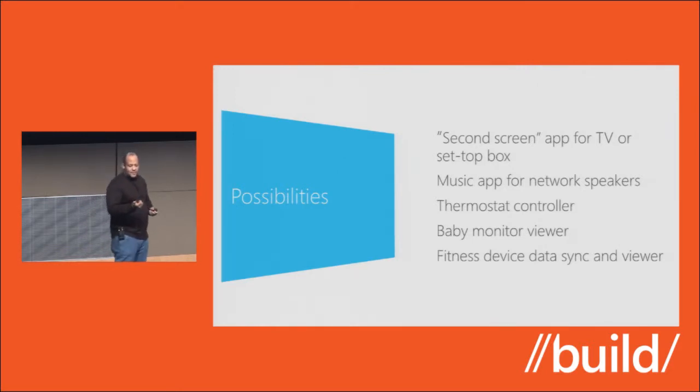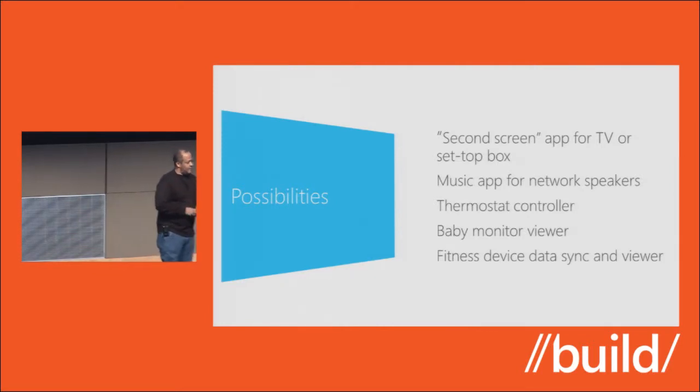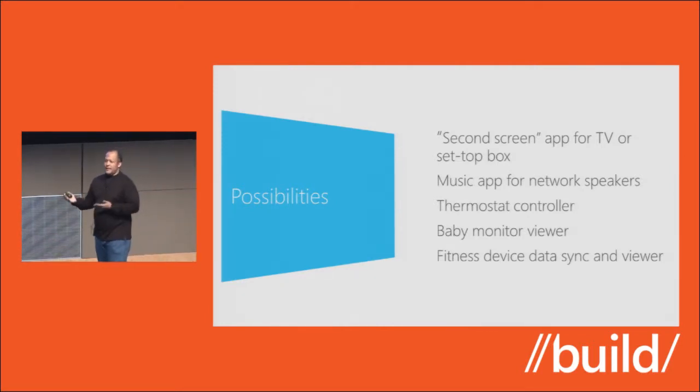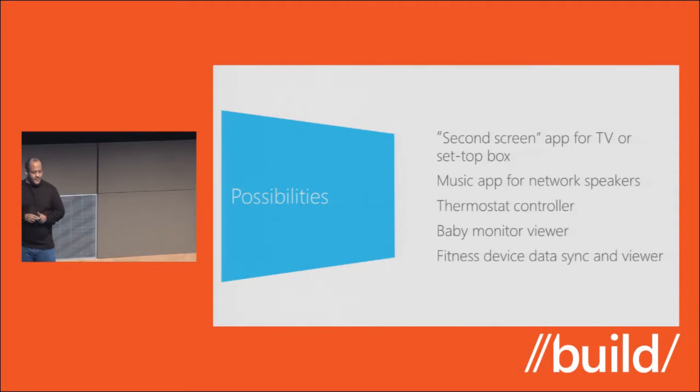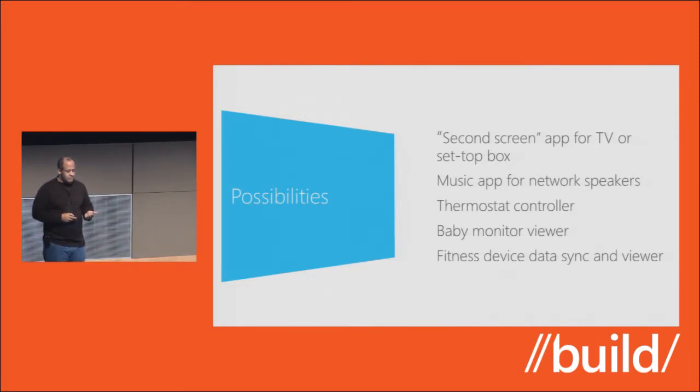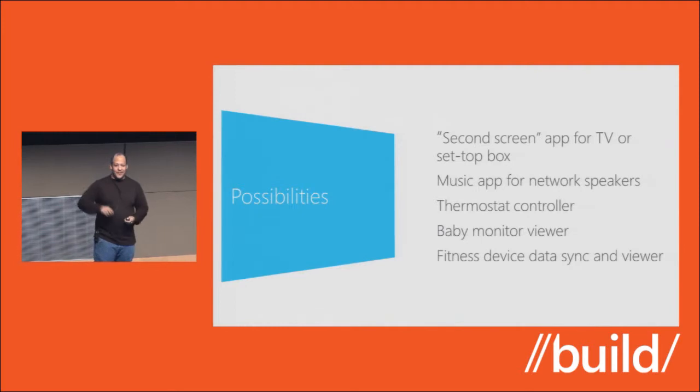So on the top of this list is a second screen app. This is something like the Xbox Smart Glass, where you have an experience that is a secondary experience to the content that you're actually viewing on a TV or a set-top box. This is a huge capability, and you can do this as well very easily in Windows 8. Music app for network speakers is a great thing to do. So you could play jazz in the kitchen. You can play a lullaby in the kids' room so that they can go to bed.